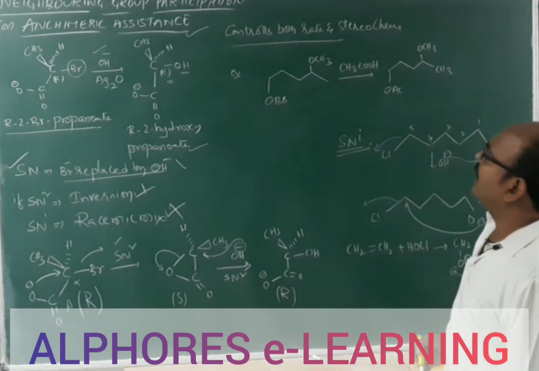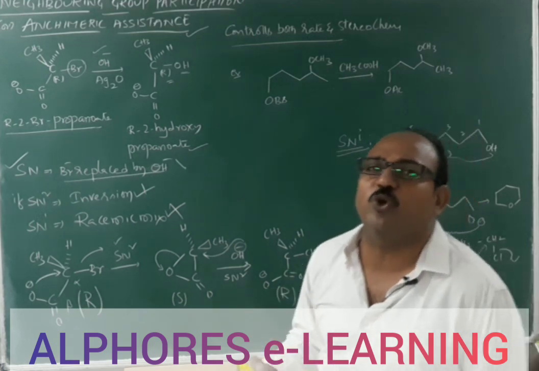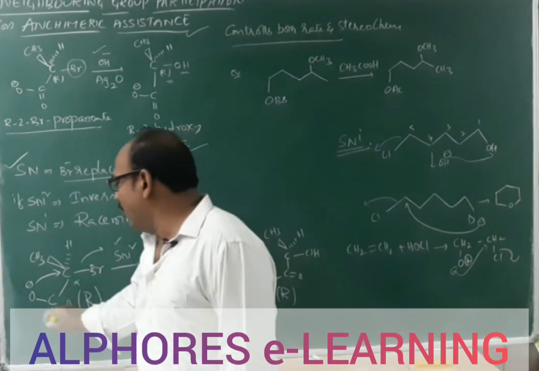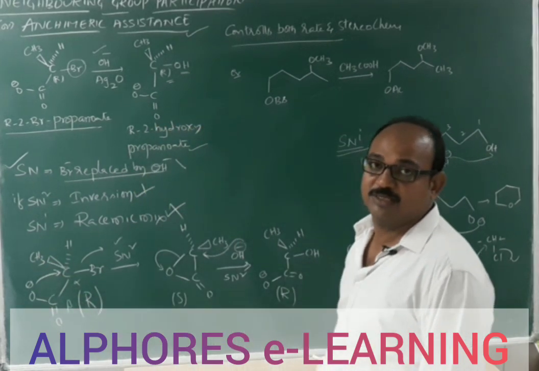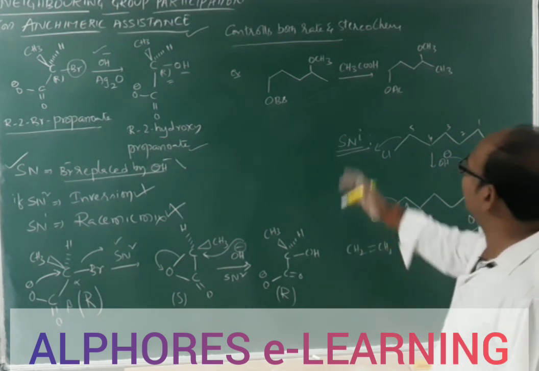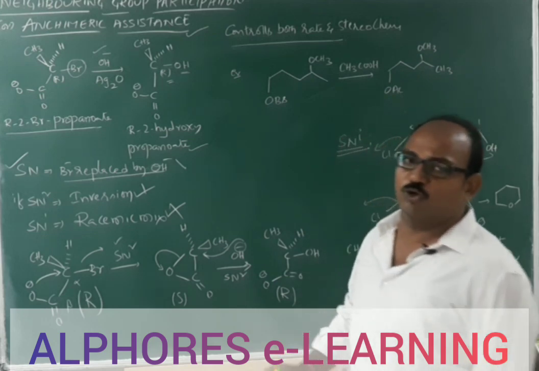Now, this anchimeric assistance, which groups are showing? There are so many groups. Here C double bond O minus shows anchimeric assistance. Like that, let us consider one more example. In this example, OBS is a leaving group.